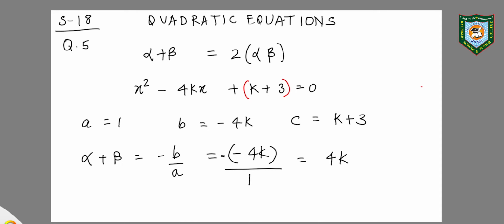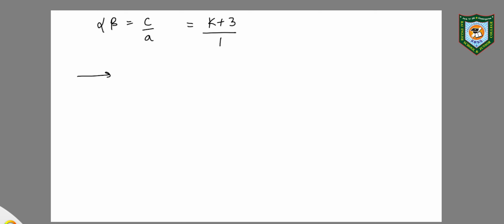Now alpha beta is given by c by a. Value of c is k plus 3 and the value of a is 1. So now we have these two values for alpha plus beta and alpha beta. Now we are going to substitute this in our equation 1, which is already given in the question. So we have 4k is equal to 2 times alpha beta.